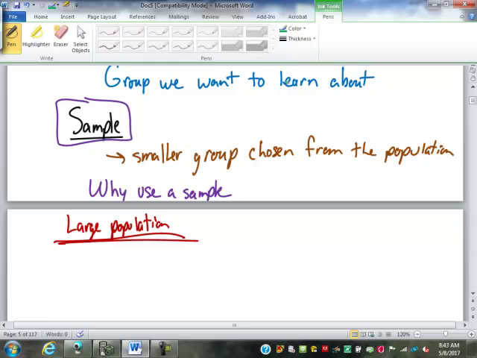Like Sam's Club members or something. Yeah, exactly. There's a large population of people that use that, so it would be hard to get information from all of them. Also, we use it when there's no other construct.